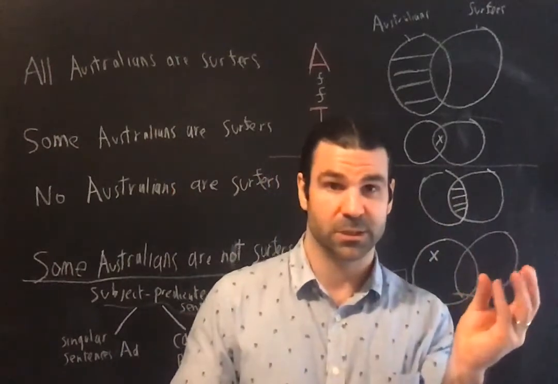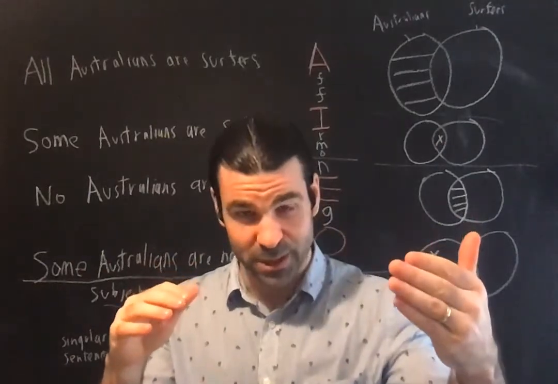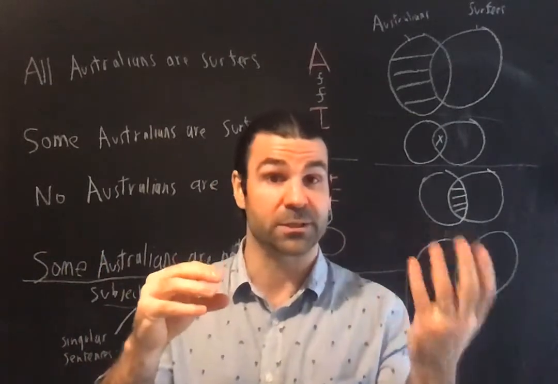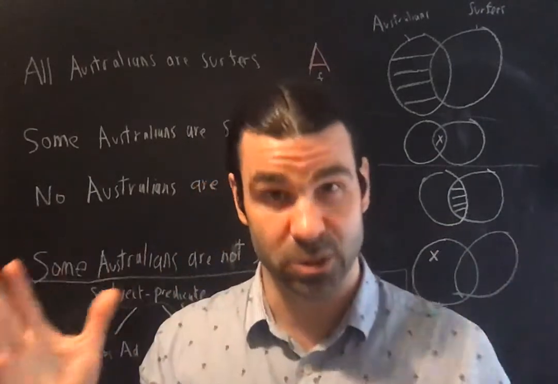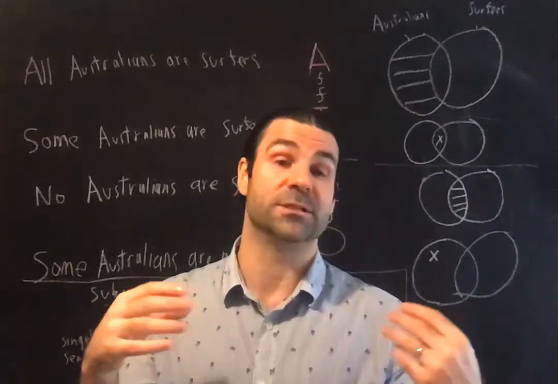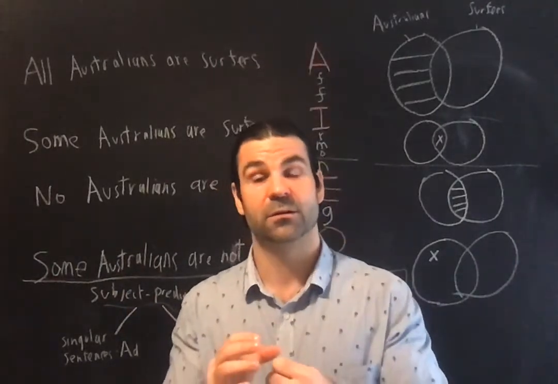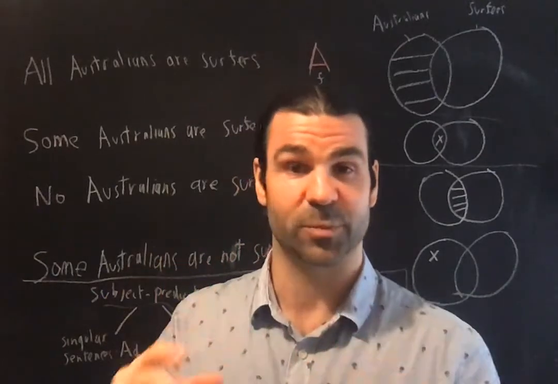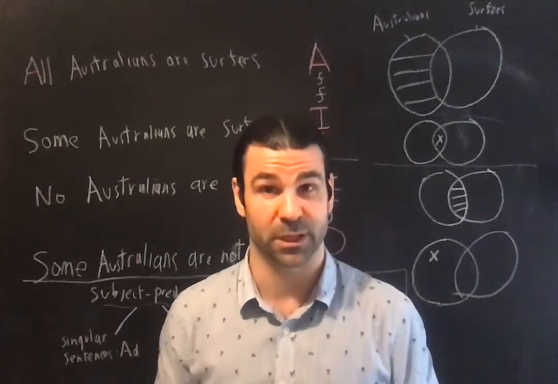You've got a subject class, you've got a predicate class. There are 2 questions to answer, and 2 options for each question. You're either saying the subject class is included in the predicate class, or you're saying the subject class is excluded from the predicate class. That's one question. And you're either saying that all of the subject class is included or excluded from the predicate class, or you're saying some of the subject class is included or excluded from the predicate class.